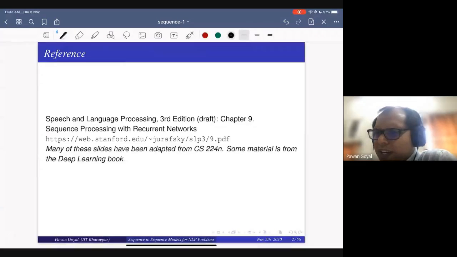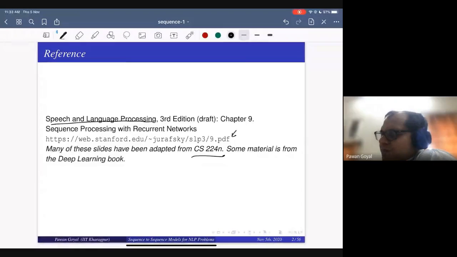If you want to read this in more detail, there are a lot of resources. Speech and Language Processing is one of the main books for NLP, and they are working on a third edition draft. They have this 9th chapter that you will find very useful. Many of the slides that I will be showing are adapted from CS224n, which is one of the most popular courses for NLP and deep learning.